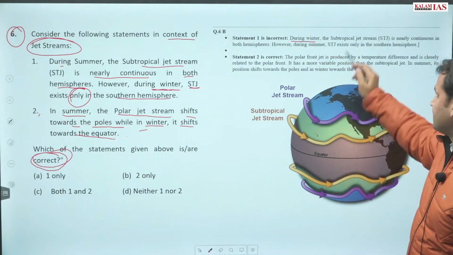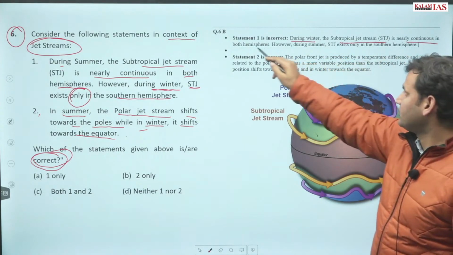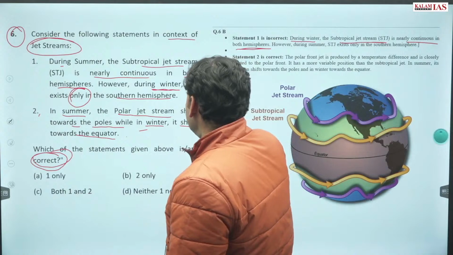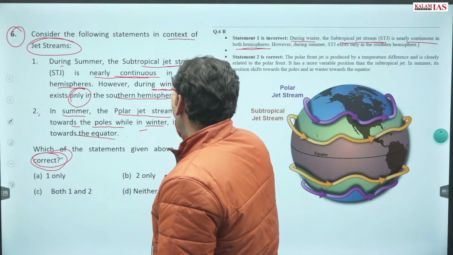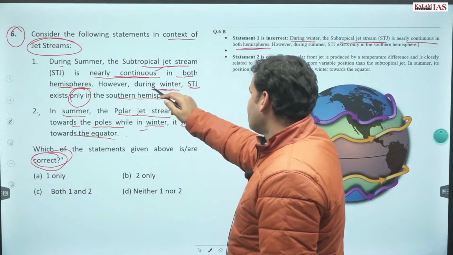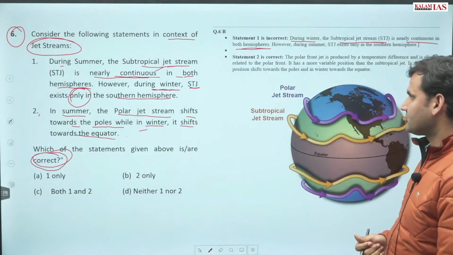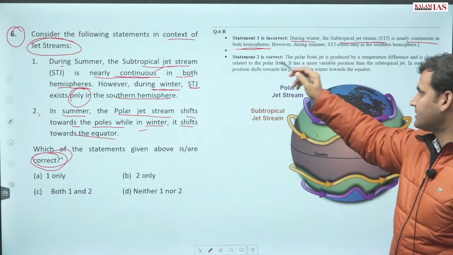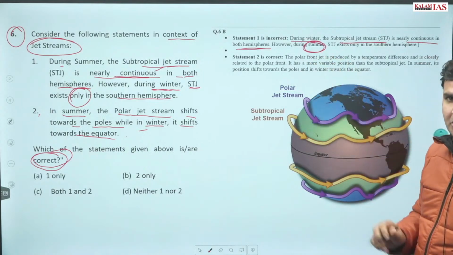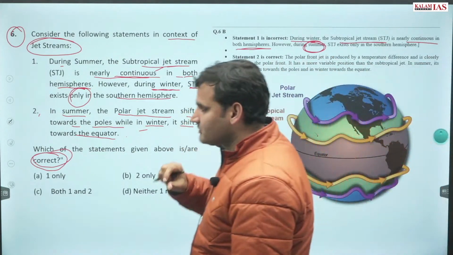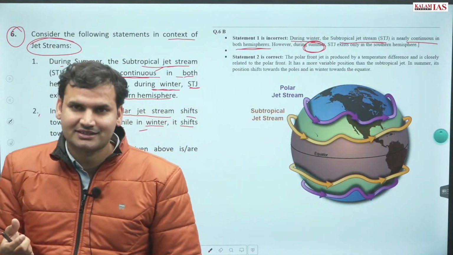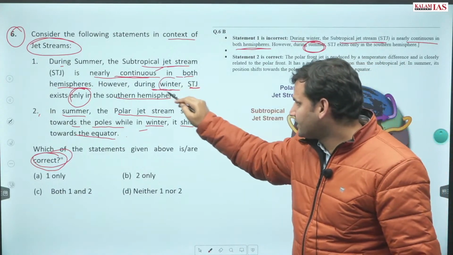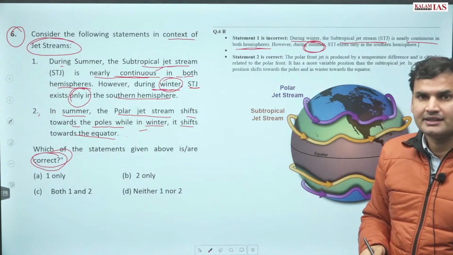Because during summers, subtropical jet stream is nearly continuous in both the hemispheres. यहाँ पे आपको क्या दिया हुआ है? Is nearly continuous in both the hemisphere. Yes. However, during winters, subtropical jet stream exists only in the southern hemisphere. It is not winters, it is summers. पूरा स्टेटमेंट सही होगा, बस वो विंटर और समर को चेंज करेंगे, नॉर्थ और साउथ डायरेक्शंस, लैटिट्यूड्स और डिग्रीज को चेंज करेंगे. So it is not during winters, rather it is during summers.